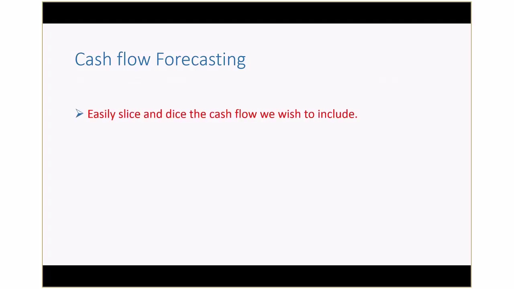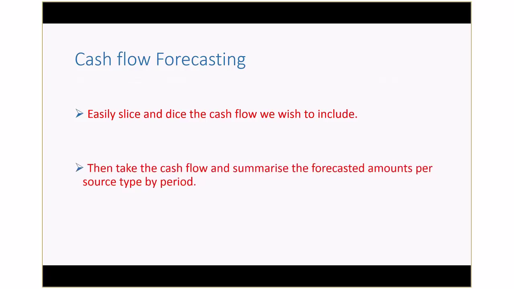The ability to easily slice and dice the cash flow for what we wish to include. As you can see there, I chose to go for everything, but you can make it applied to any one of those aspects and even apply the dimensions that we were talking about, those levels of context. Then you can take the cash flow and summarize the forecasted amounts per source type by period.